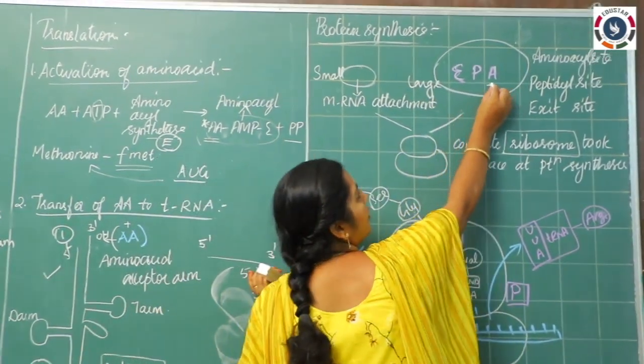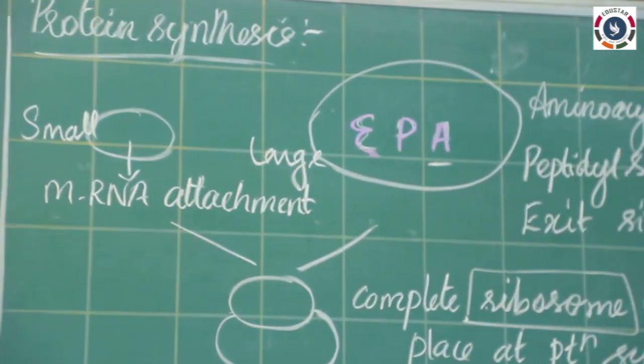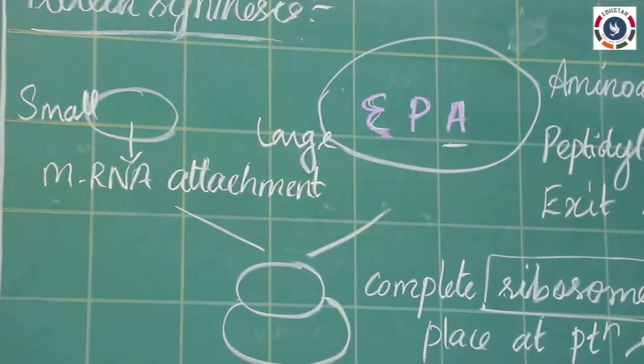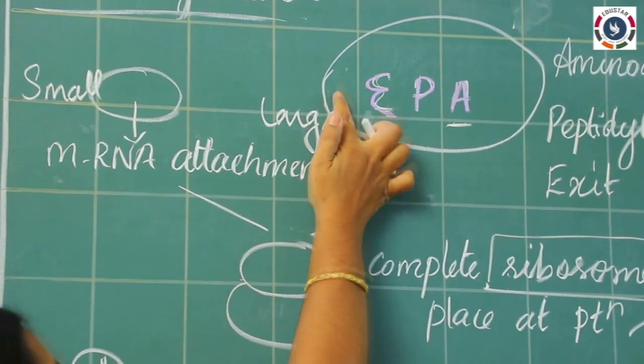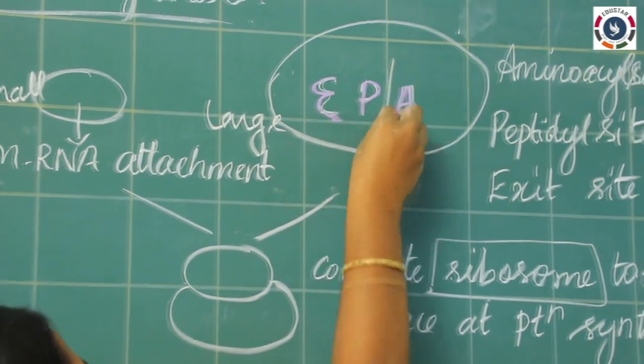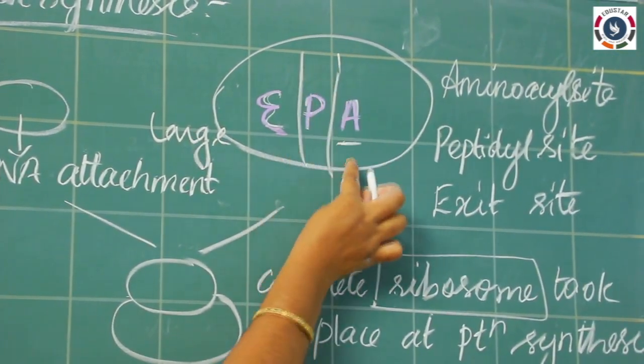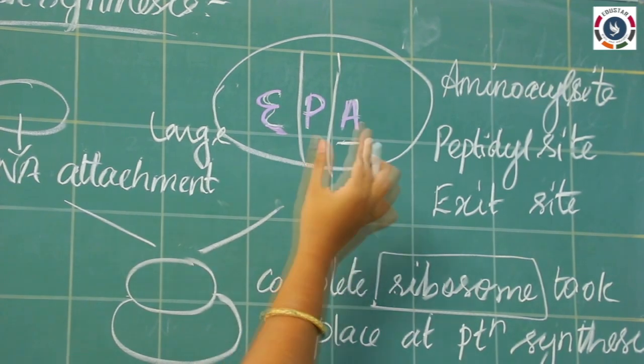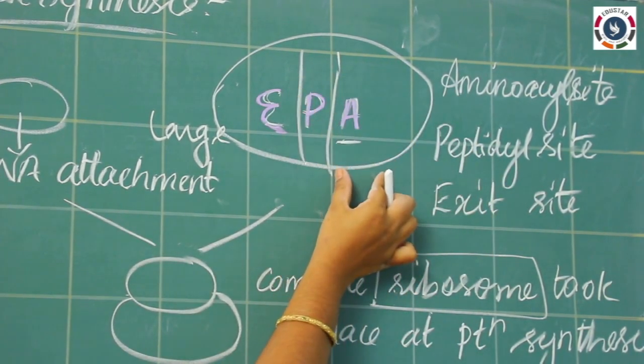This A region is said to be the amino acid site. Here only our amino acid will come and attach. So this is the larger subunit of the ribosome. Three compartments are there, E, P and A. In this A region only our amino acid along with our tRNA will come and attach.